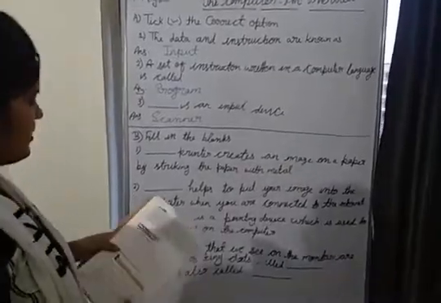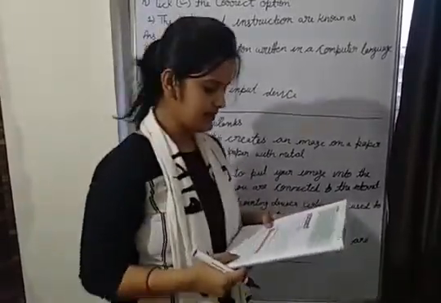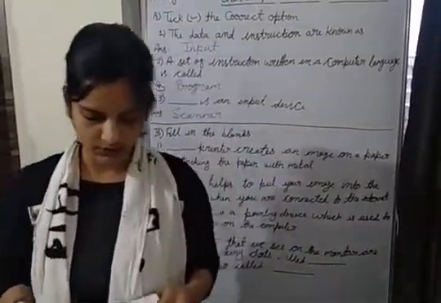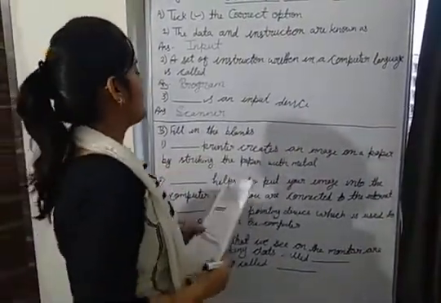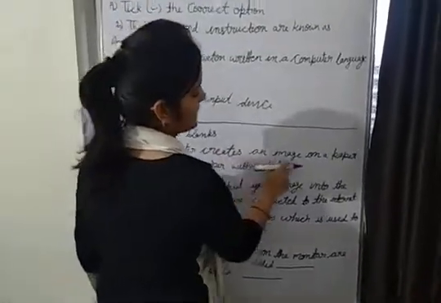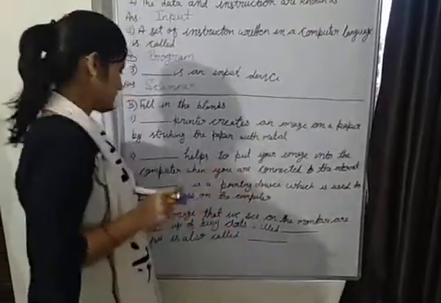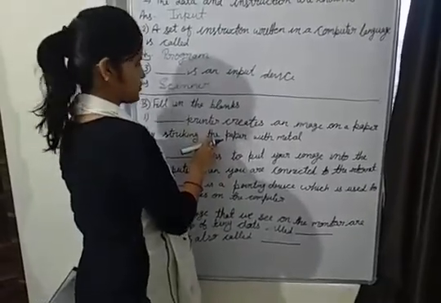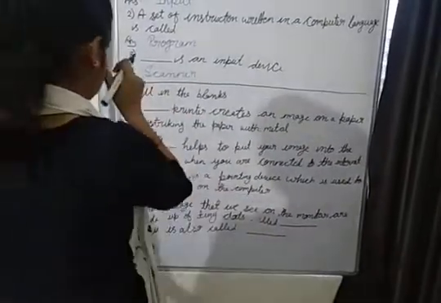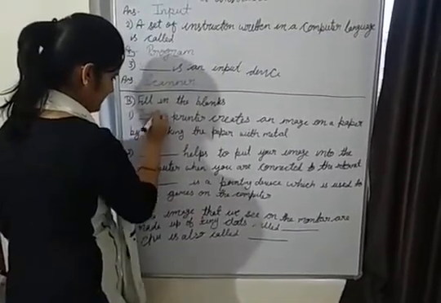Okay student, now come to the next exercise. Fill in the blanks. There are some hints given below. So we will fill them in our sentences. First one is dash printers create an image on paper by striking the paper with metal. See student, there are two printers: impact printer and non-impact printer. So see, here it is written on a paper by striking. It means the answer will be impact. Which printer student? Impact.